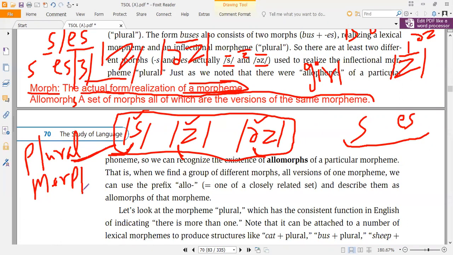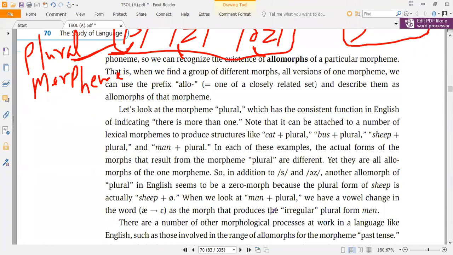Versions of the plural morpheme, right? In the same way, if you look at this S or ES, they are also versions of the plural morpheme, both of them. Now look at this, S or ES. We have an inflection morpheme, which is third person singular.